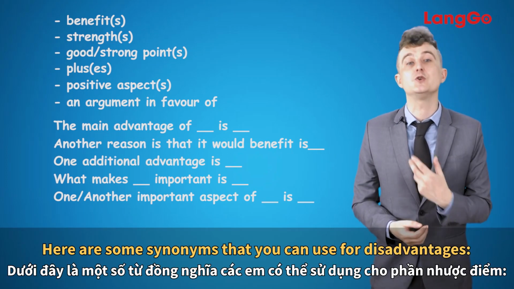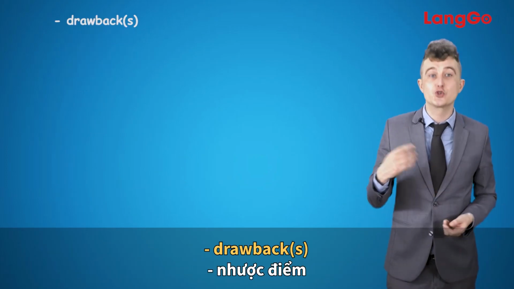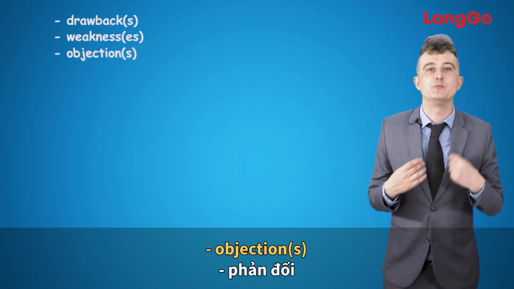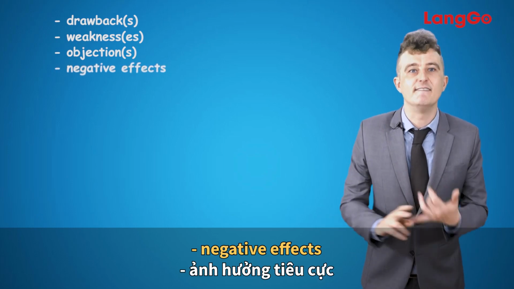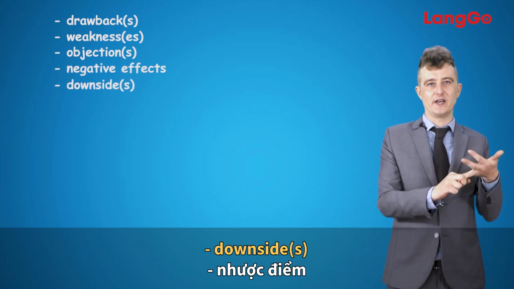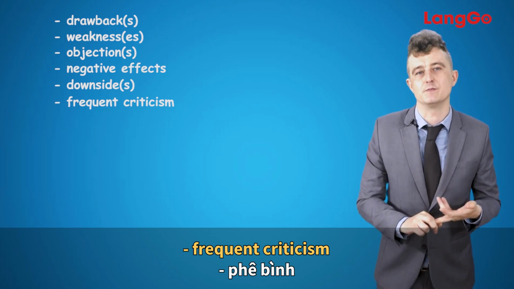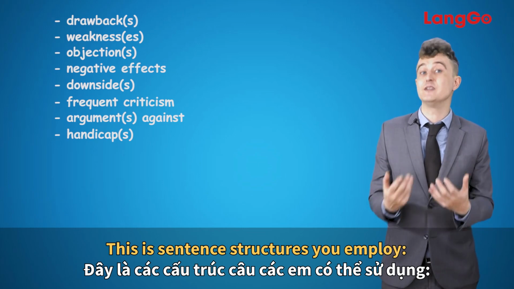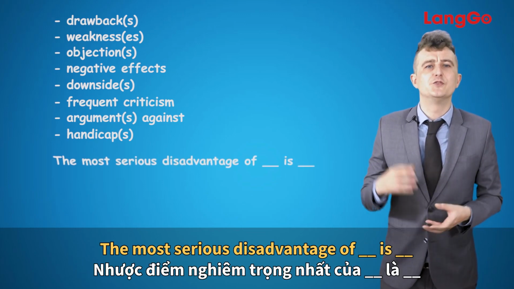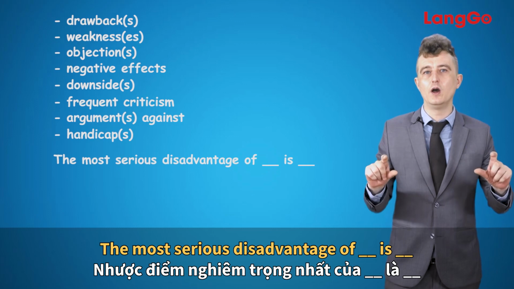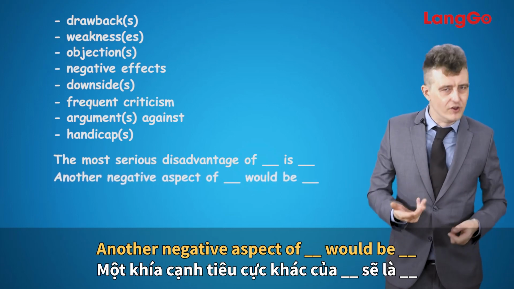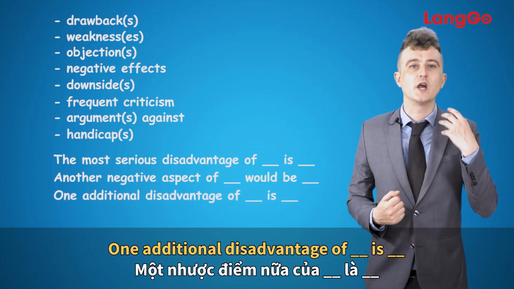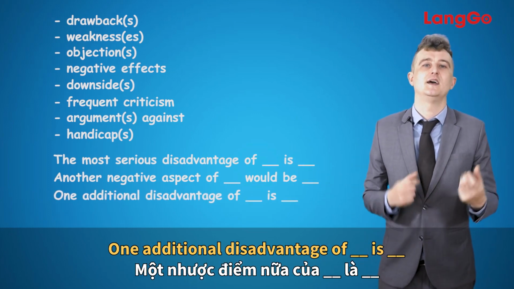Here are some synonyms that you can use for disadvantages. Drawback or drawbacks. Weakness or weaknesses. Objection or objections. Negative effects. Downsides. Frequent criticisms. Arguments against. And handicaps. These are the sentence structures you'd employ. The most serious disadvantage of X is Y. Another negative aspect of X would be Y. One additional disadvantage of X is Y.